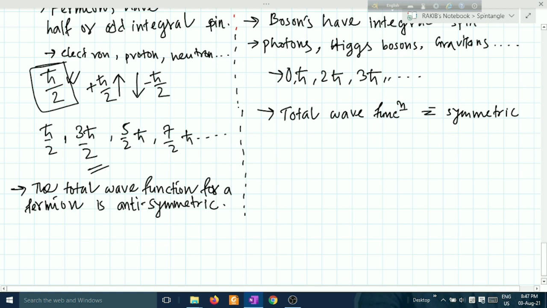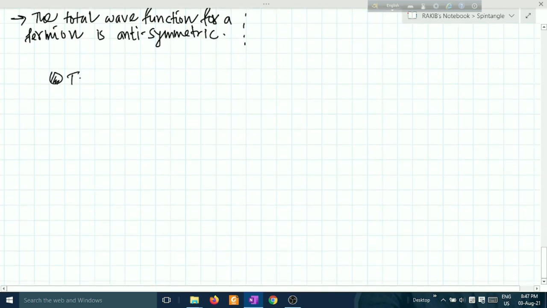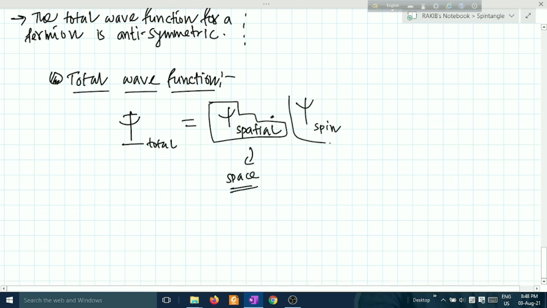Now let me elaborate this thing. What is total wave function? Total wave function is written like this, that psi total, you can write it as psi spatial, this means space part, and psi spin part. This is the spin part, psi spin. This is called the spatial wave function. You can write it on your copy. And this is the spin wave function.